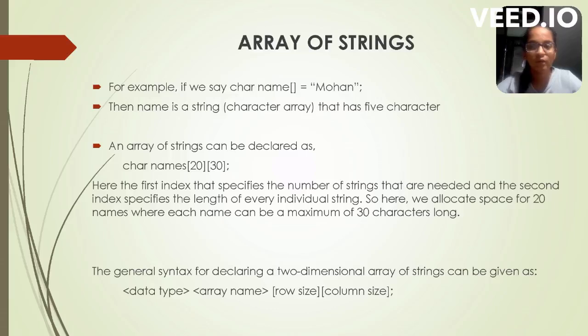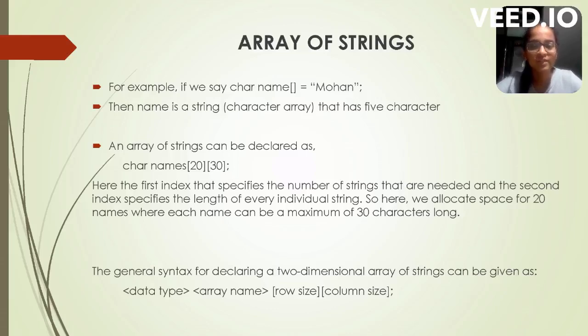So let us look over one of the most important topics to be discussed, an array of strings. Say the character name is Mohan in an array. This is a best example for a single one-dimensional array, right? So if we need to store more than one string or more than one character array, we use an array of strings. It is a best example for a two-dimensional array. So char names[20][30]. Here 20 refers to the row index and 30 refers to the column index.